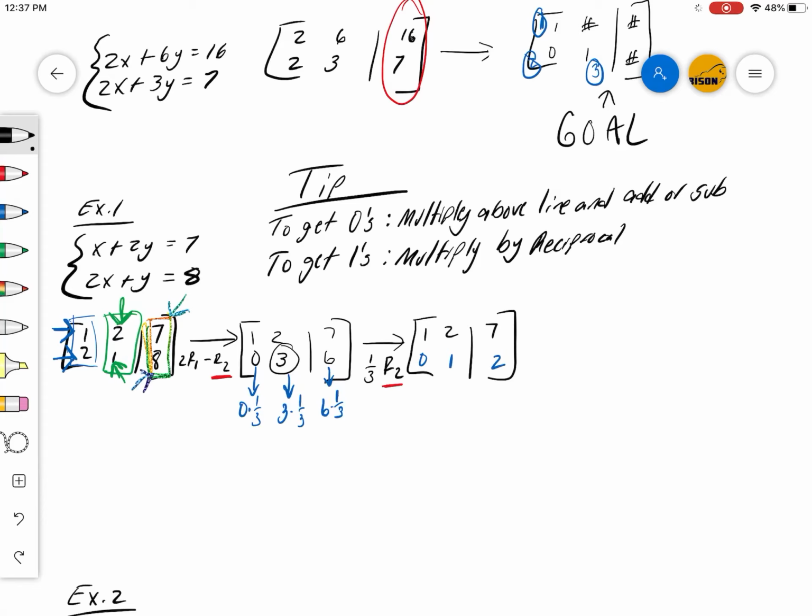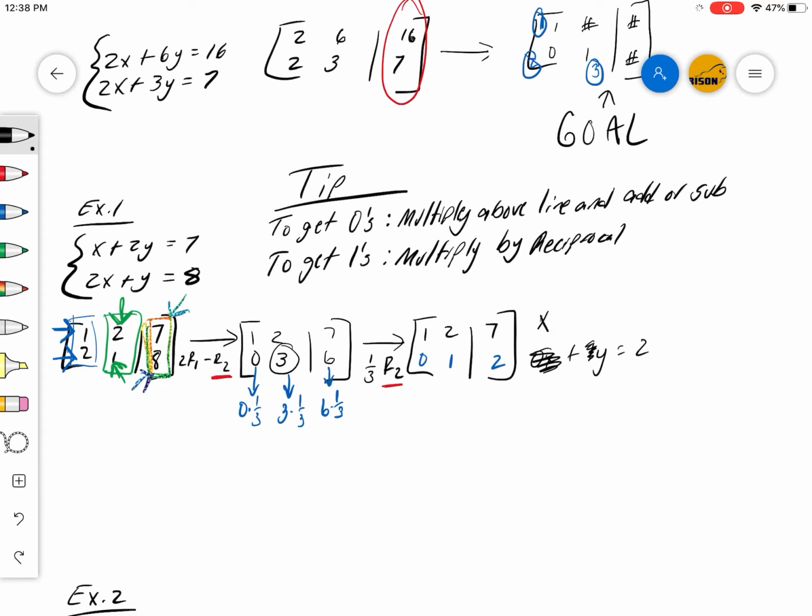We are in echelon form. If you can see it, it's still up there on the screen. I've got ones on the diagonal and 0 underneath. So what does this mean? Let's put all the x's and y's back in. What this bottom line says is 0x plus 1y equals 2. So 0x is useless. Nobody would write 1 in front of y, right? So this just tells you y equals 2.